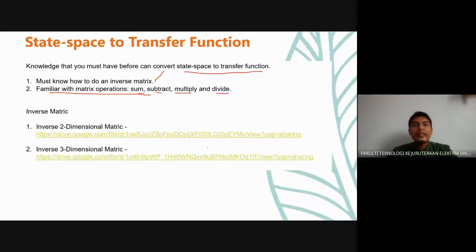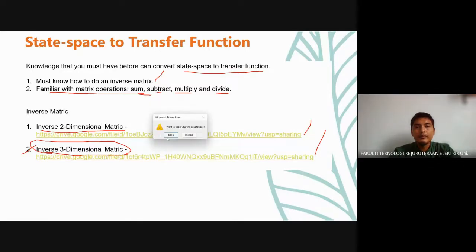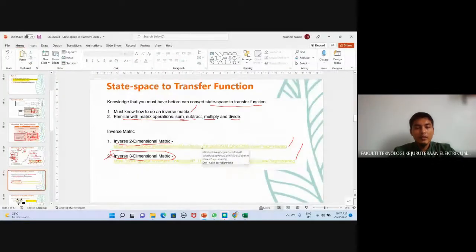Okay. So in here, I already uploaded 2 examples: how to do the inverse of a two-dimensional matrix, and how to do the inverse of a three-dimensional matrix. Because normally in your exam question, I will use up to third order matrix only. So that's why you need to know this. Let's see how to do the inverse of a two-dimensional matrix.